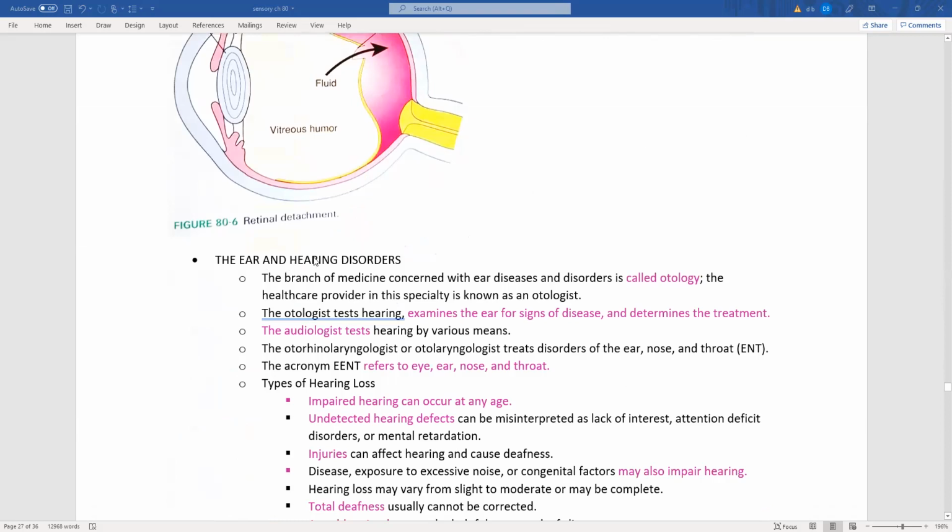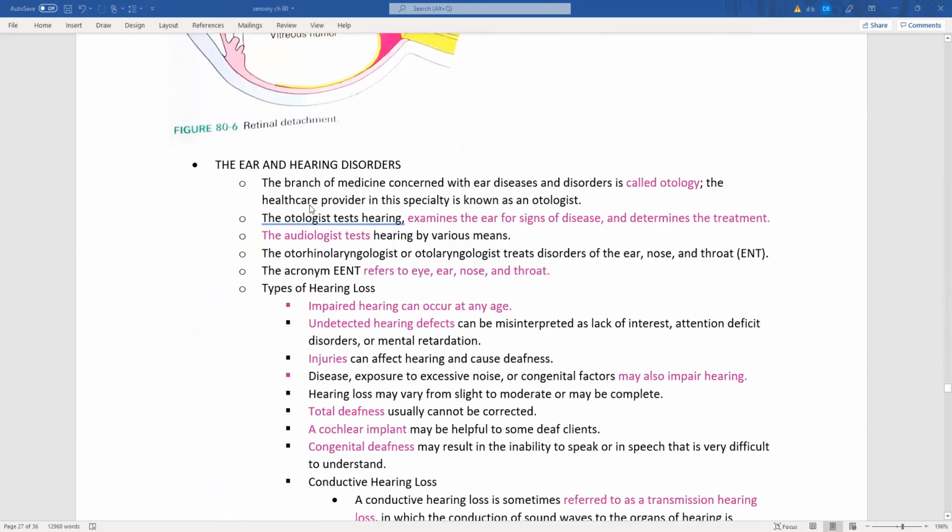So, the ear and hearing disorders. What we need to know is that the branch of medicine concerned with ear disease and disorders is called otology. The healthcare provider in this specialty is known as an otologist. The otologist tests hearing, examines the ear for signs of disease, and determines the treatment. So know what an otologist does, like we had to know what all the eye doctors do.